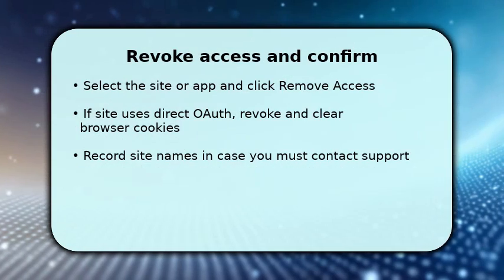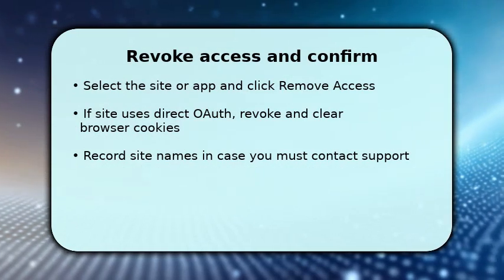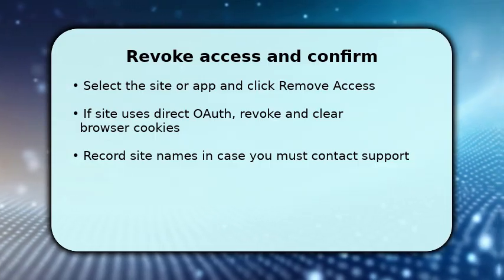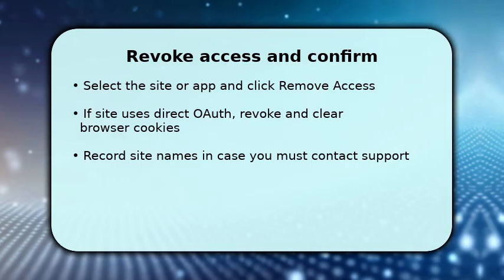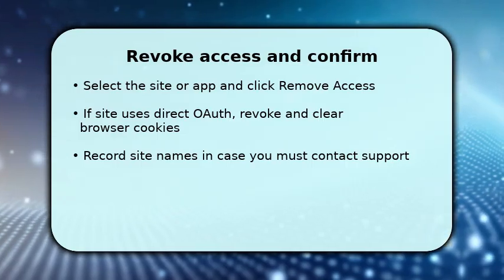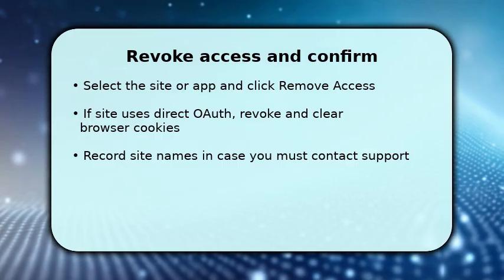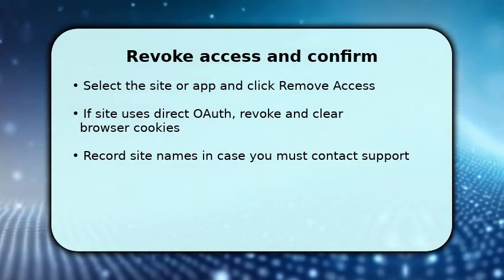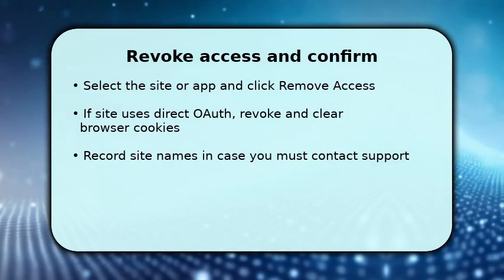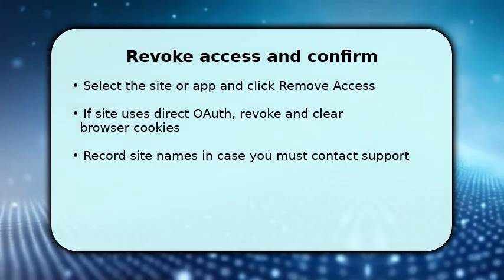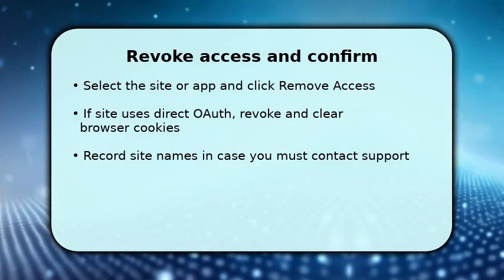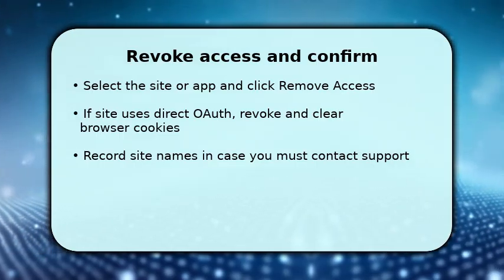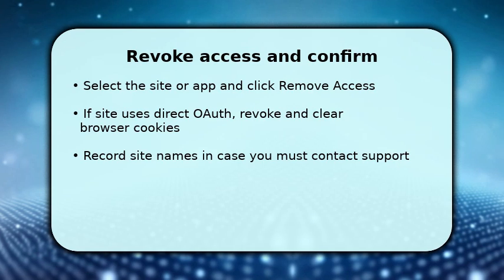Now you will remove access. Click the unwanted site entry and choose Remove Access so Google revokes its token. Once done, sign out of that site and clear your browser cookies for that domain to ensure no residual sessions persist. If the site uses its own account link, also disconnect from within the site's account settings and change your Google password to invalidate old tokens. Make sure to record the site names and times in case you need to follow up with support.